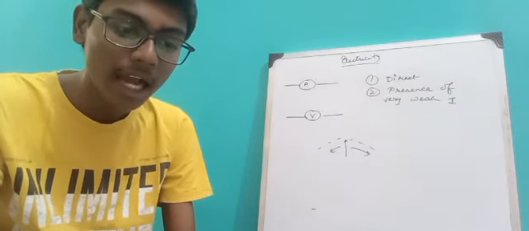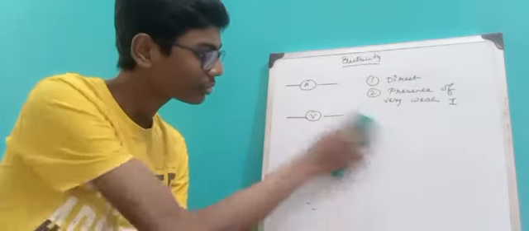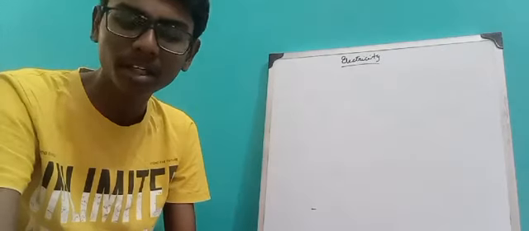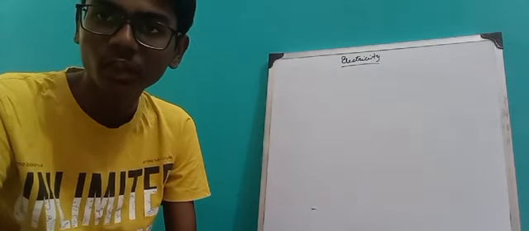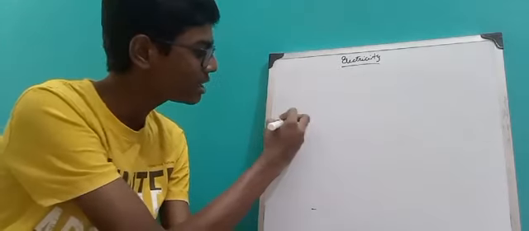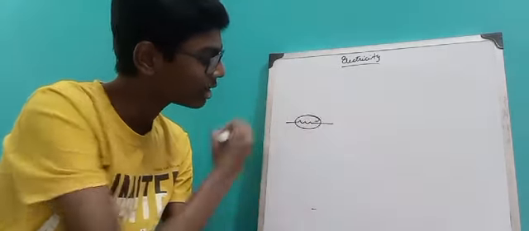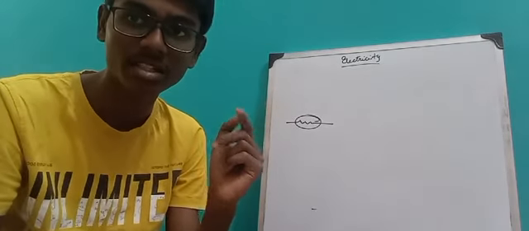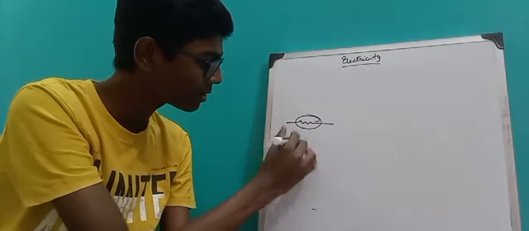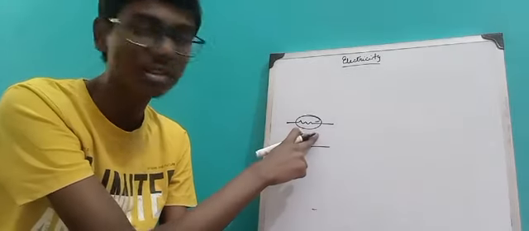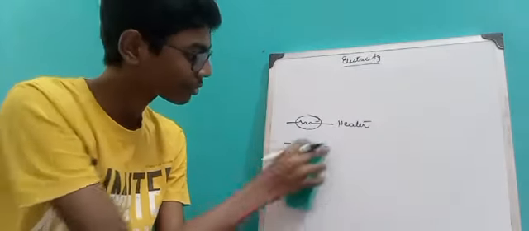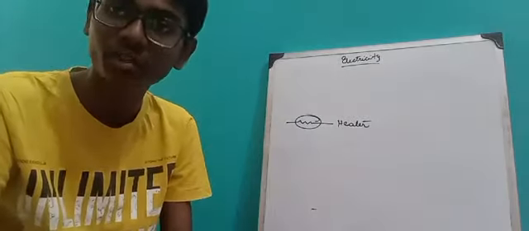Now coming to the last one, that is the load. Loads are basically the appliances that are added to the circuit: bulb, fan, heater, etc. Heater is represented like this, but it has no connection with resistance. Don't confuse yourself. Resistance is drawn like this, but heater is represented like this. So it's my request not to confuse yourself.